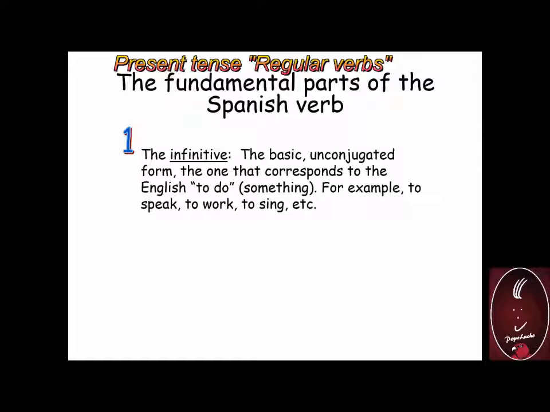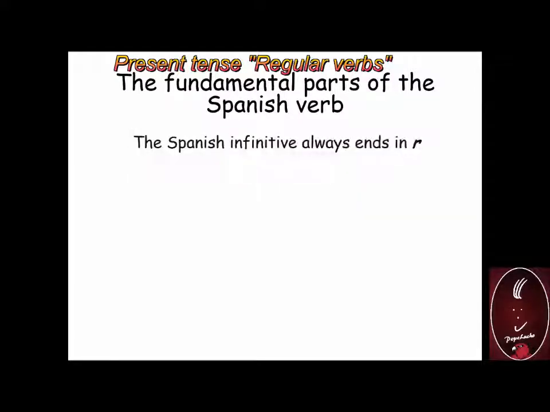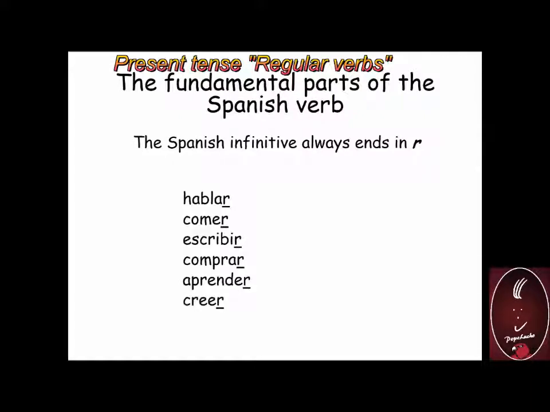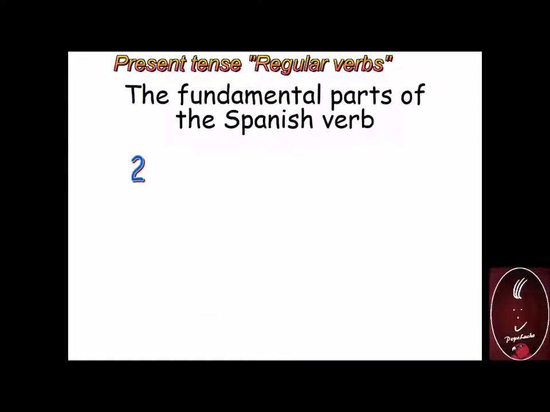This corresponds to the English "to do something." For example, to speak, to work, to sing, to practice, to eat, to run, etc. The Spanish infinitive form always ends with R. For instance, hablar, comer, escribir, comprar, aprender, creer, salir, conocer, costar, correr, finalizar, freír.